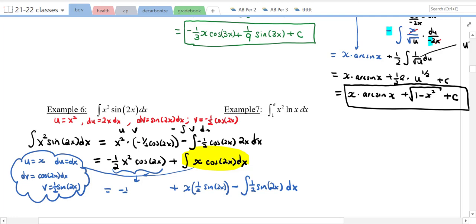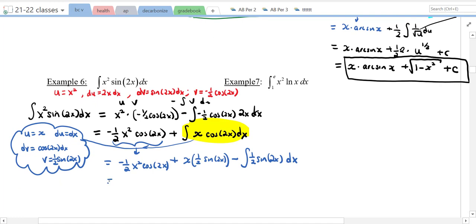I guess I should bring down this as well. So negative 1/2 x squared cos 2x. All right, let's simplify this now. Once again, negative 1/2 x squared cos 2x. This is now 1/2 x sine 2x. And then over here, I get minus, I'll take out the 1/2, integral of sine 2x dx.